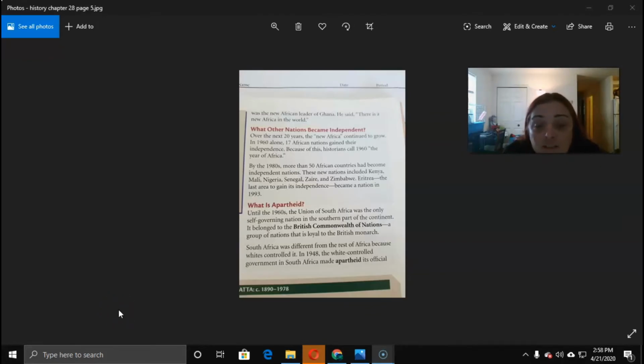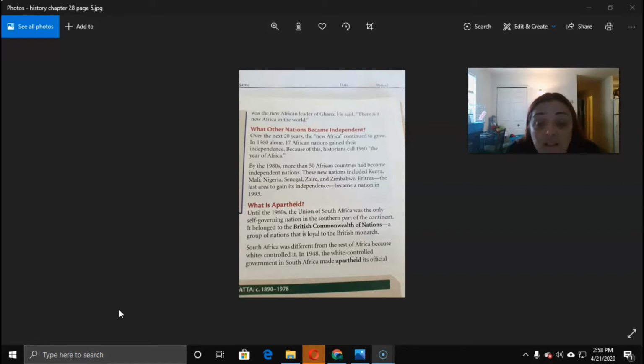What other nations became independent? Over the next 20 years, the new Africa continued to grow. In 1960 alone, 17 African nations gained their independence. Because of this, historians call 1960 the Year of Africa. By the 1980s, more than 50 African countries became independent nations.